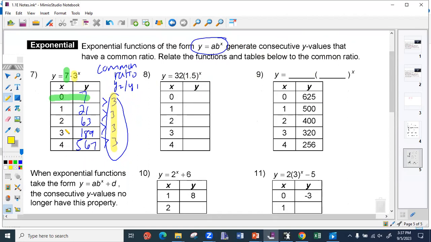The distance between your x's has to be the same in order for this rule to work. It can't be, oh, I went 0, 1, then I went to 3, and then I went to 4, then I went to 6. It has to be consecutive as well.